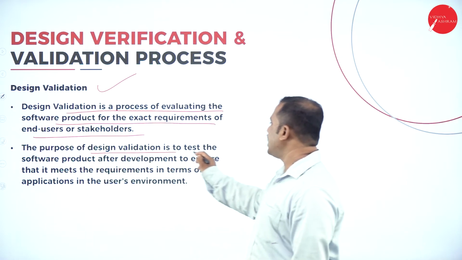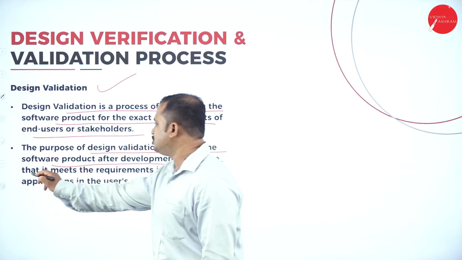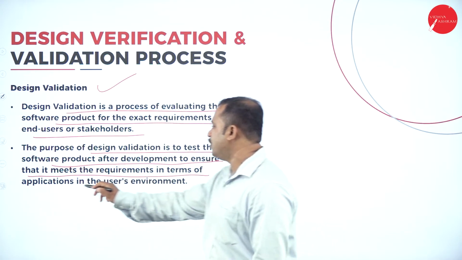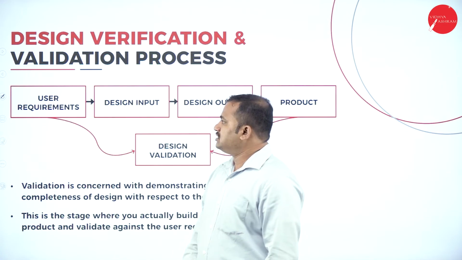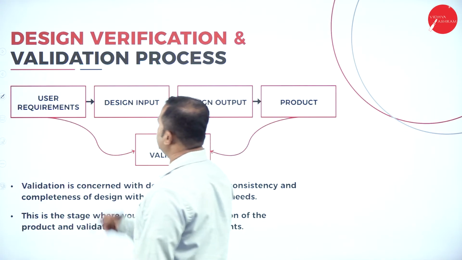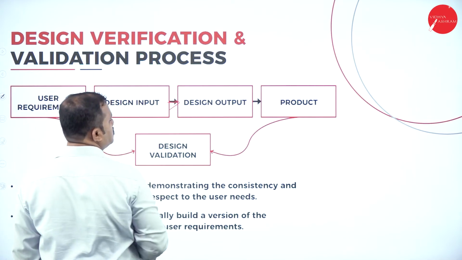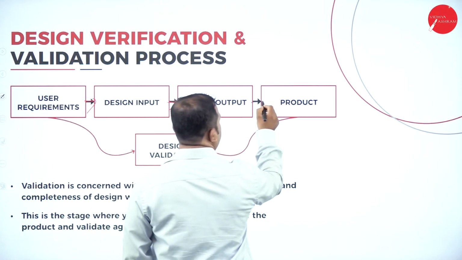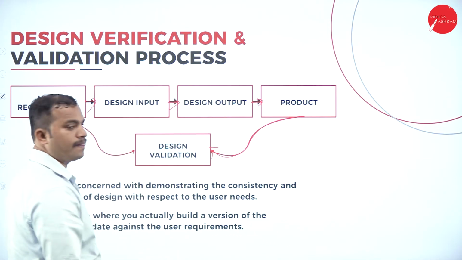The purpose of design validation is to test the software product after development to ensure that it meets the requirements in terms of applications in the user's environment. That is the main thing here. Please see to it here. User requirements are given to the design input, and this design input is given to design output. This comes to the product. We will come to the design validation.